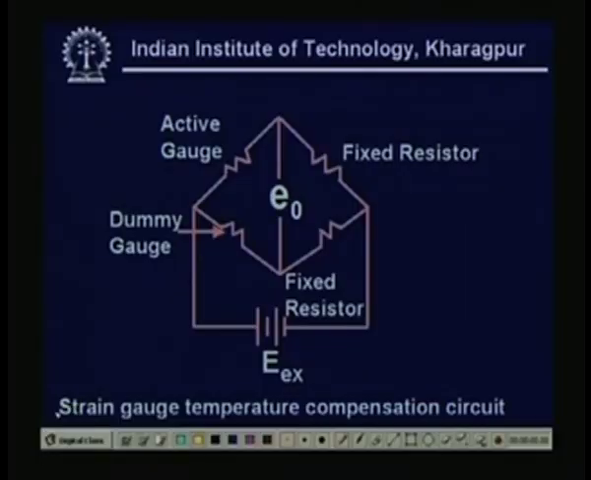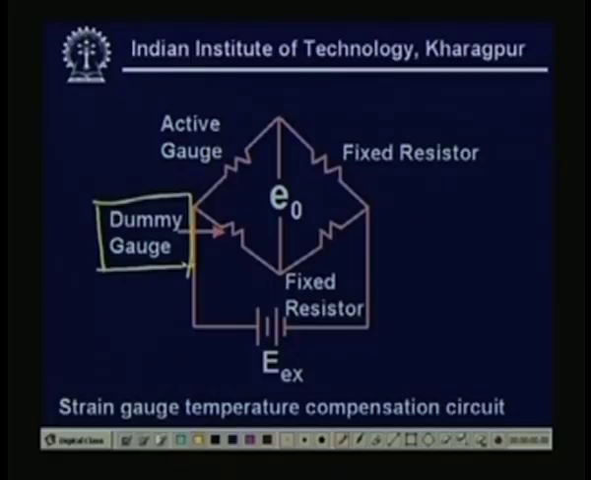Whereas, in the case of a dummy gauge, the meaning is that this gauge will not be subjected to stress or strain. Suppose I am interested to measure the stress developed on this pipe. So, I will put the active gauge on this one, and the dummy gauge I will not put over this one. It is also a strain gauge.